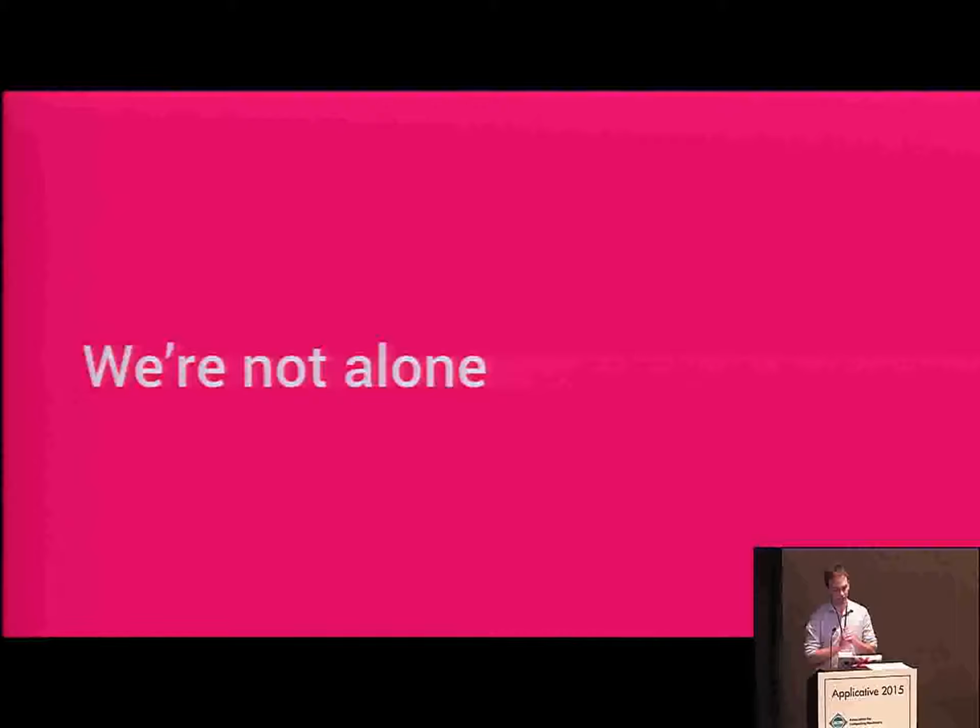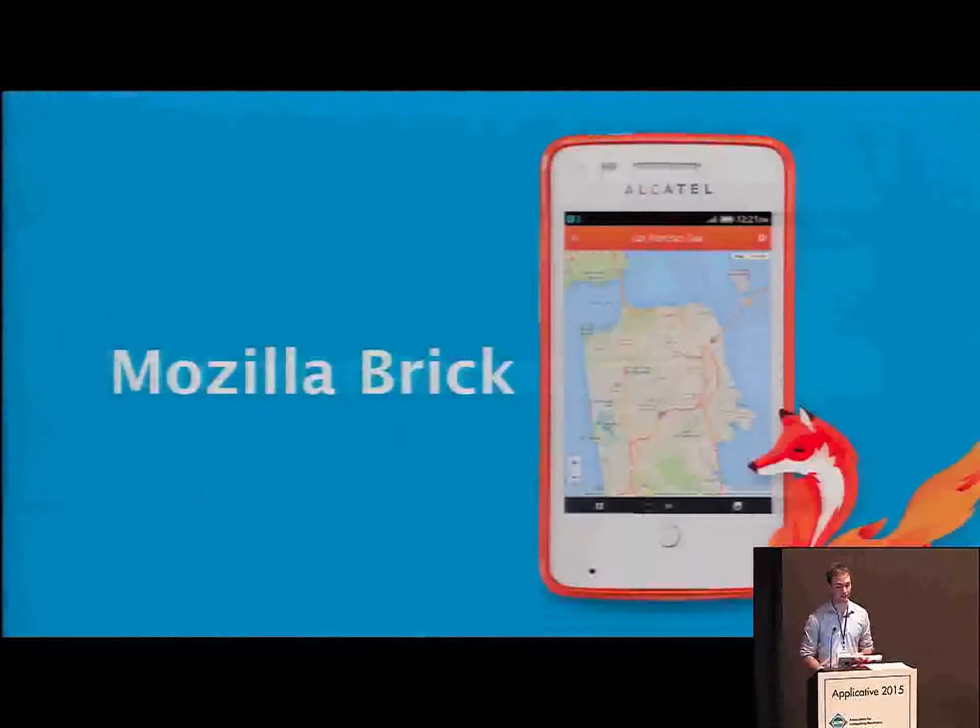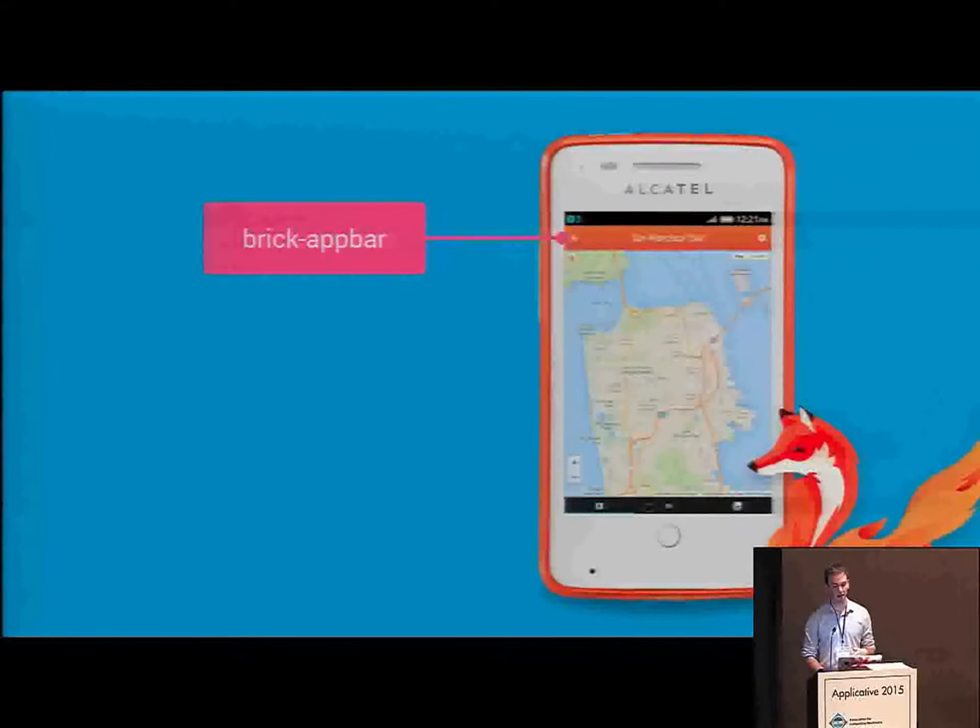So the great part is Polymer is not alone in this web components world. We're not the only ones doing this. Mozilla is building it. They've built Brick elements out of the X-Tags library. Very similar in terms of what it does to Polymer. It's a sugaring over web components. And so they've built a whole bunch of elements as well. So you can use these in Firefox OS. It's used heavily.